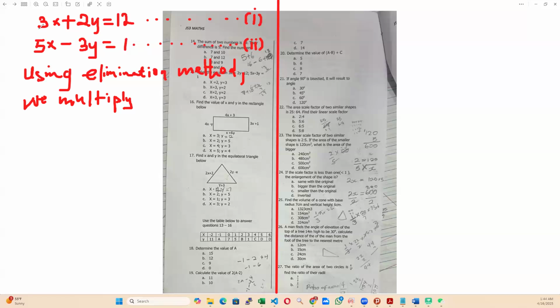3x plus 2y equal to 12 is equation 1. 5x minus 3y equal to 1 is equation 2. We want to eliminate y. What are we going to do? Because the coefficient of y in the two equations are not the same, we are going to multiply equation 1 by a value. Which value is that? And where did you get the value?